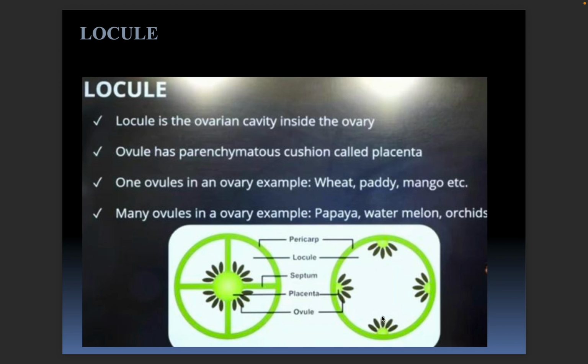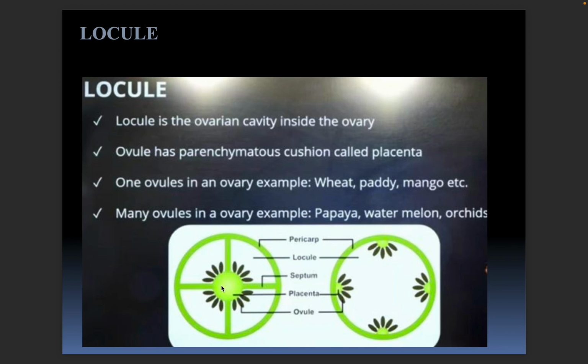Whenever we talk about placenta, you can remember the placenta in human beings as well, which has a lot to provide to the developing ovule, which is further going to develop into a seed. There will be development of endosperm as well. So this locule is made up of parenchyma, and this cushion is called the placenta. Now, there can be multiple ovules and there can be one ovule as well. Here you can see multiple ovules in both cases, but their arrangement is different. People might have learnt about placentation in class 11: axile placentation, parietal placentation, basal placentation. So the arrangement of ovules in the ovary is called placentation.